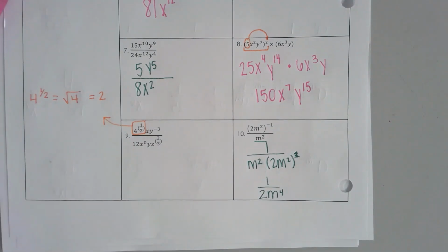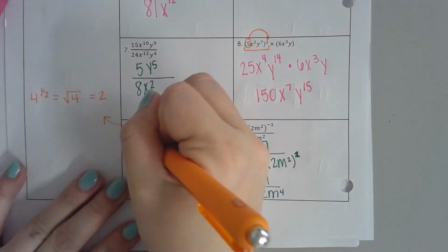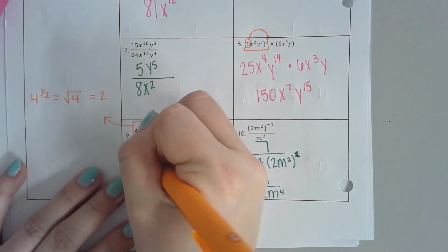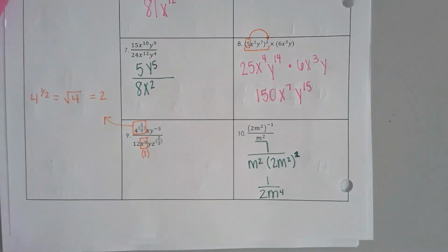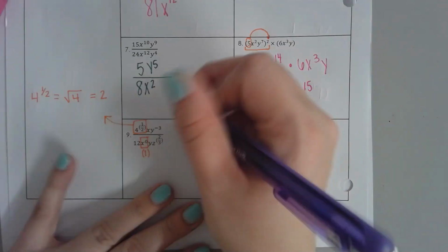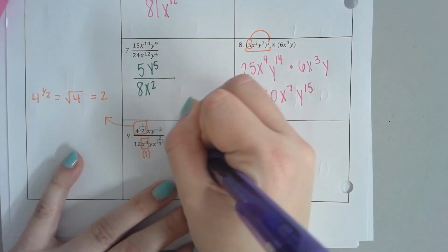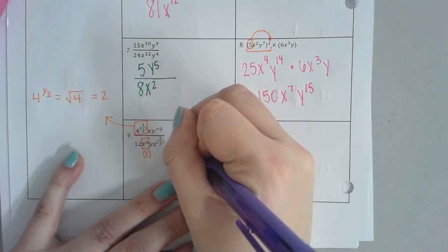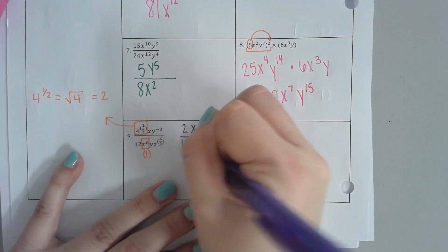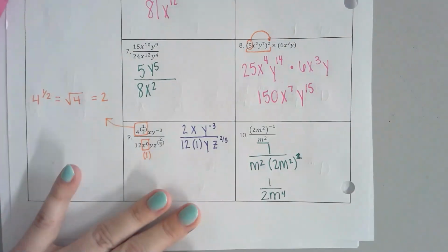Is there anything else that you can look at right away and you know that you can change? The x to the 0 on the bottom is nothing. Yeah. The x to the 0 really is just 1. It's like we're multiplying by 1, which truly is nothing. Okay. So I'm just going to rewrite what I know so far. 2x y to the negative third over 12 times 1 y z to the 2/3.